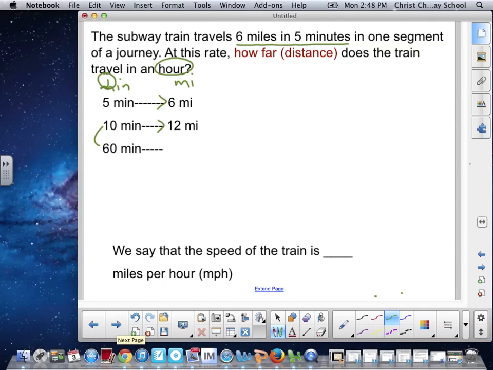So I'm going to times 10 by 6 to get my 60 minutes. What I do to one side, I need to do to the other side. So I'm going to times 12 by 6, and 12 times 6 is 72 miles. So at this rate, the distance is 72 miles per hour, and we say that the speed of the train is 72 miles per hour. MPH is another way of writing miles per hour, the abbreviated way.